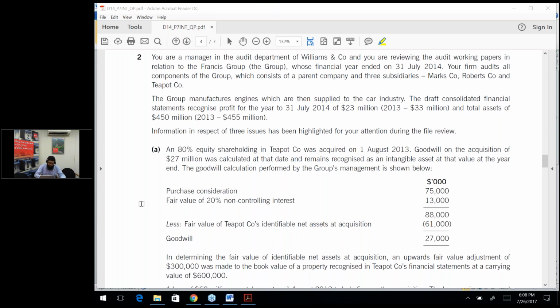The name of the question is Williams and Co. In fact, it's Francis Group. The name of the question is Francis Group.